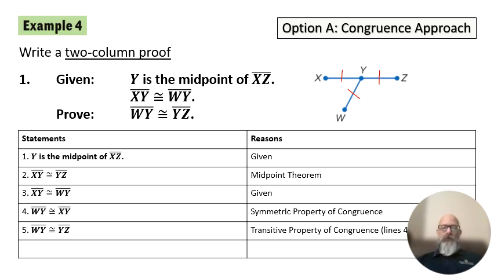Now, what are we trying to prove? We're trying to prove that WY is congruent to YZ. Do we believe that? Absolutely. WY is congruent to YZ. No problems. All right. Now we go ahead and do the proof.